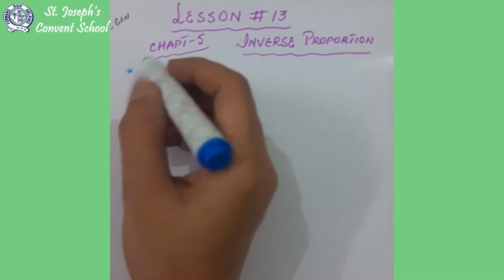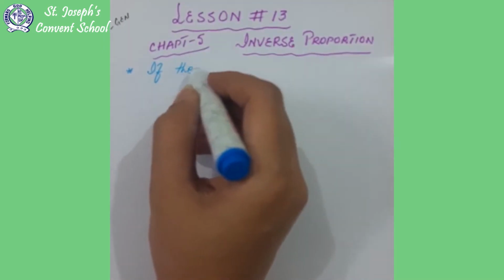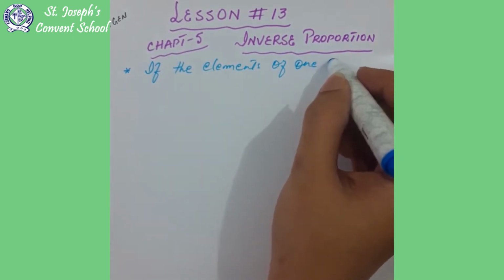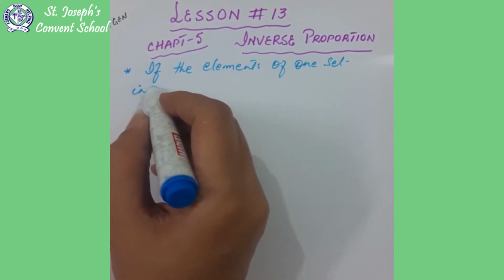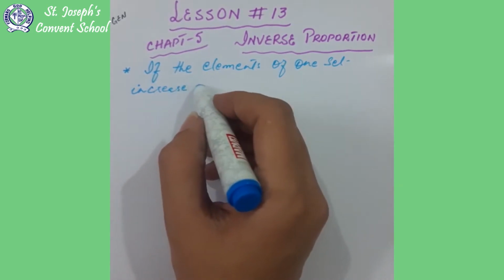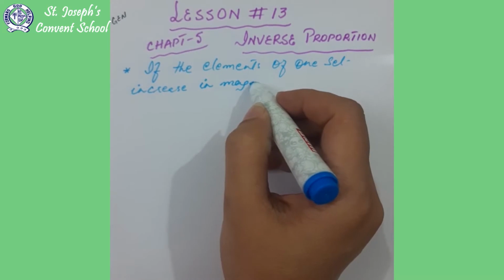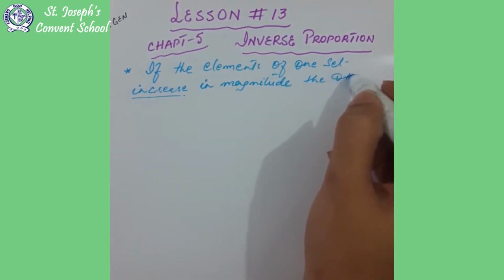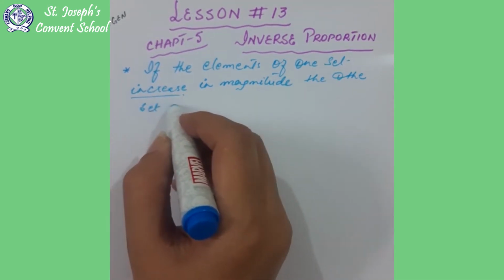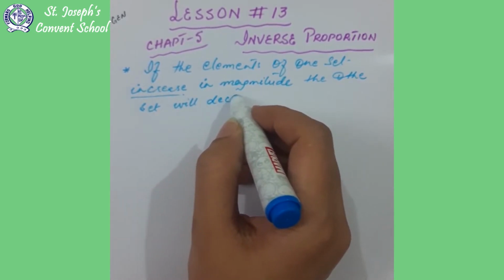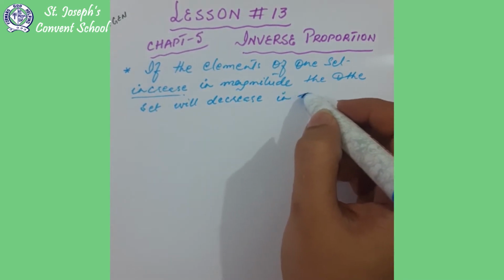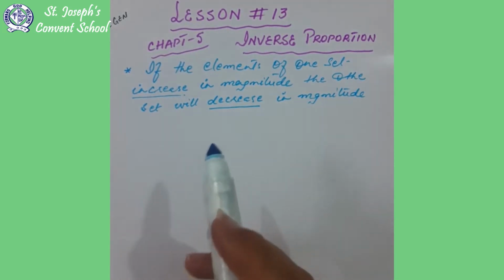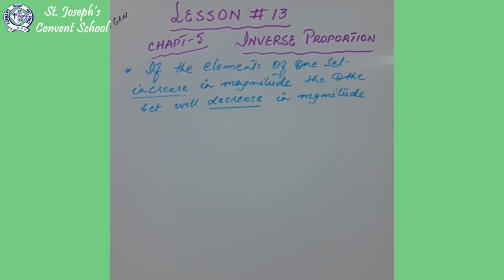So let me write it here so that you will remember it. If the elements of one set increase in magnitude, okay, so if one is increasing, the other set will decrease in magnitude. So this is the main difference. If one is increasing, the other will decrease. If one is decreasing, the other will increase. Okay, so it is known as inverse proportion.